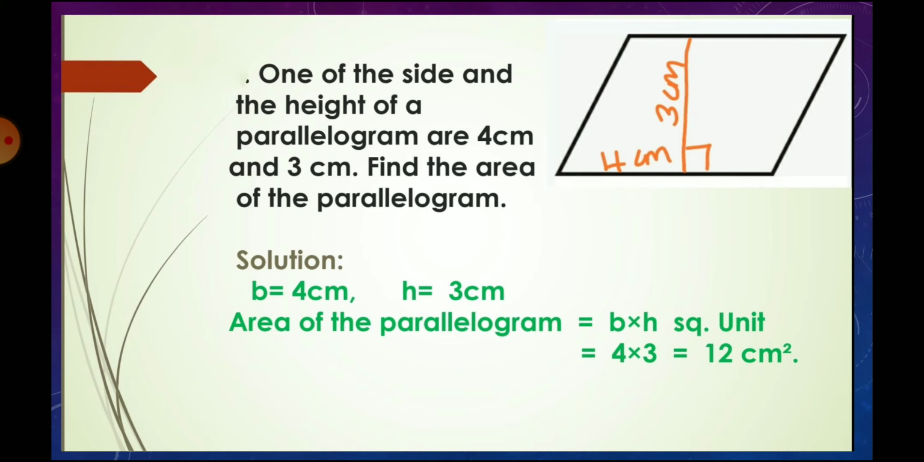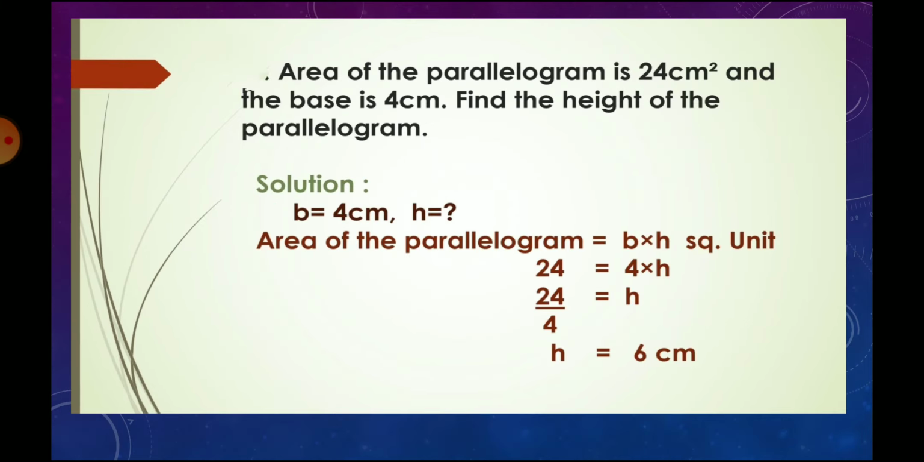Then the area of the parallelogram, what is the formula? That is B into H. Here, to find the area, that's why we should put the square unit. Okay, so the unit is centimeter. So B into H, so 4 3s are 12. So what is the unit? Centimeter. The area here is square, so 12 centimeter square.